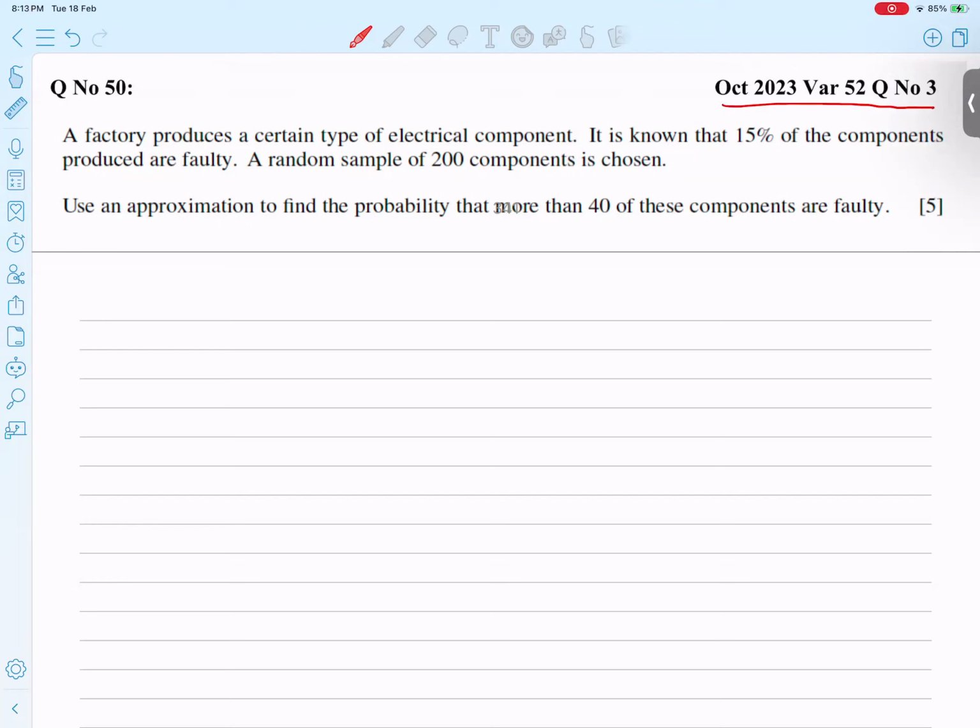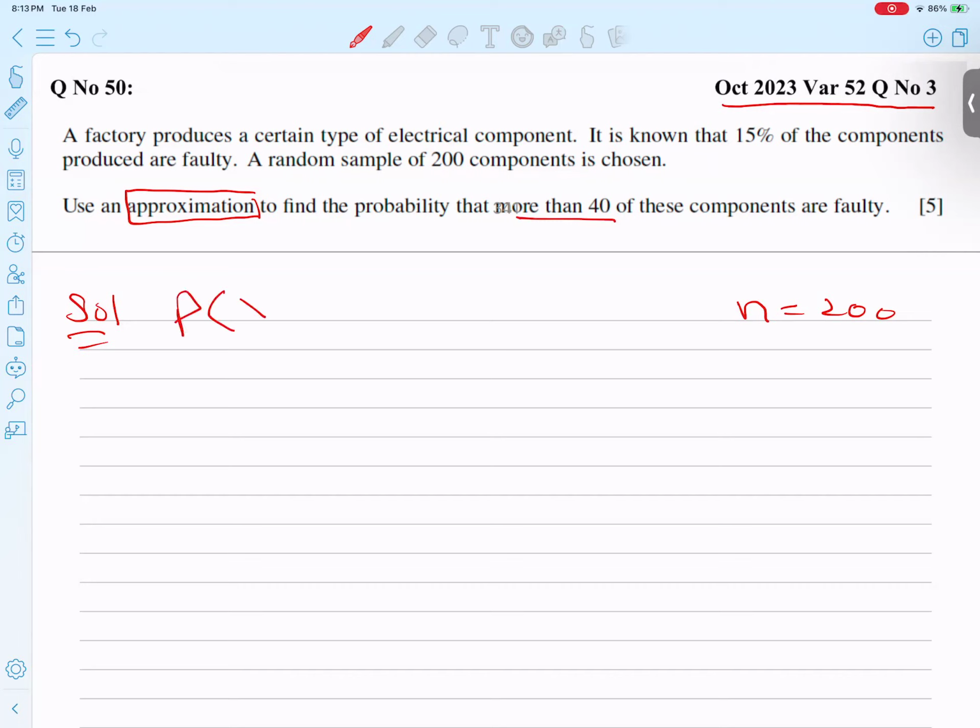A factory produces a certain type of electrical component. It knows that 15% of components produced are faulty. A random sample of 200 is chosen. Let me write it as a sample of 200, and use the approximation method. Whenever approximation comes, it means the topic of the normal distribution. And the probability that more than 40 of the components are faulty.